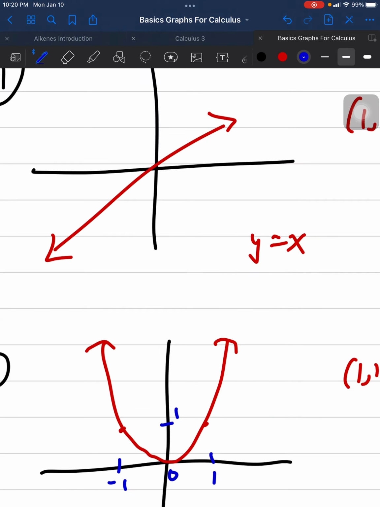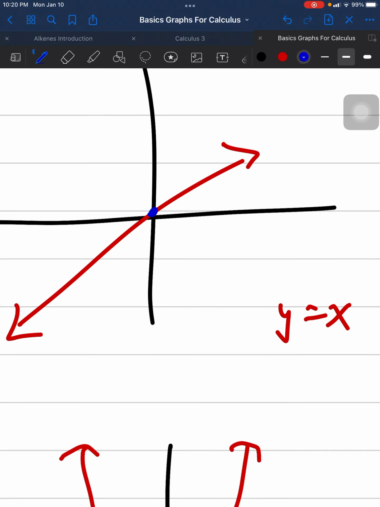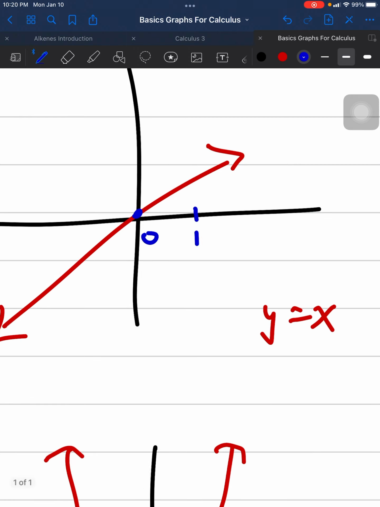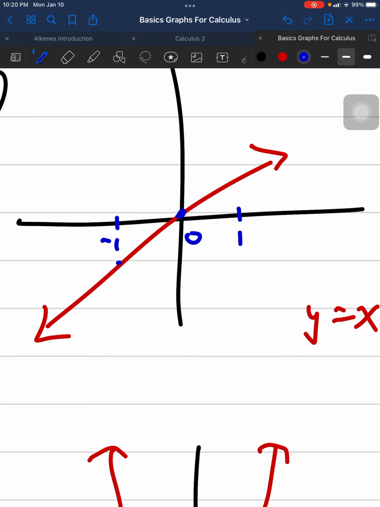And I forgot to put the points over here as well. So this is 0, 0. Right here is 1. Right here is negative 1.